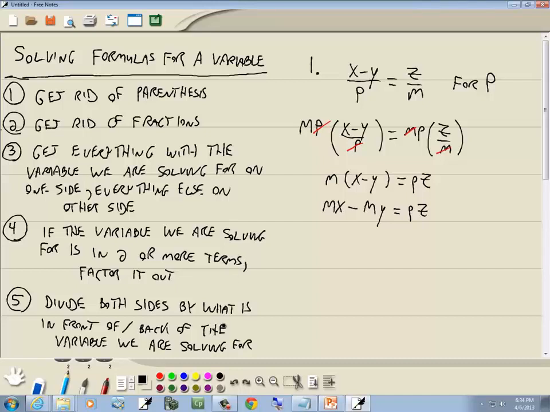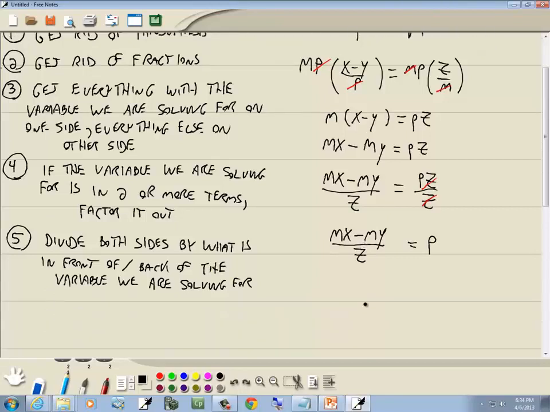Step 5, divide both sides by what is in front of / back of the variable we're solving for. We're solving for p. There's nothing in front of it, but there's a z after it. So we'll divide both sides by z. So we got mx minus my over z equals pz over z. These z's will cancel. And we got p is equal to mx minus my all over z. And that's our answer.